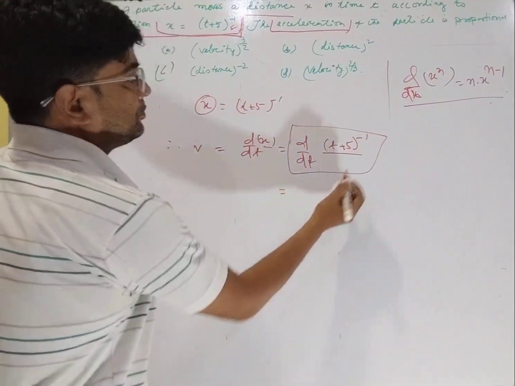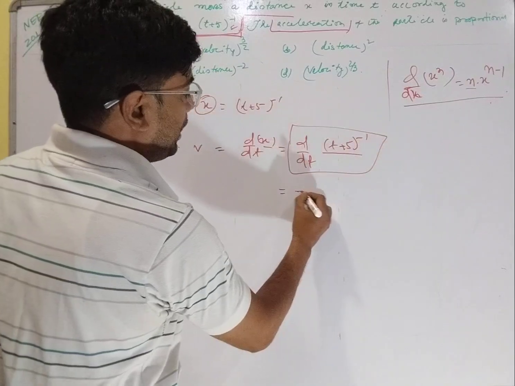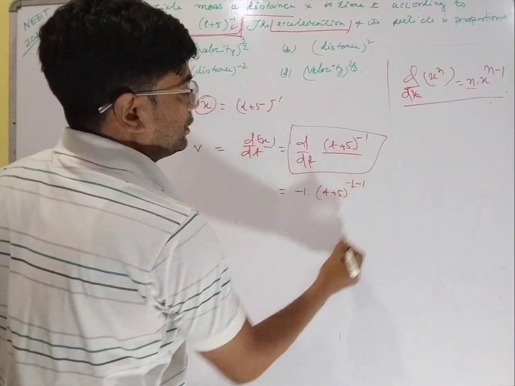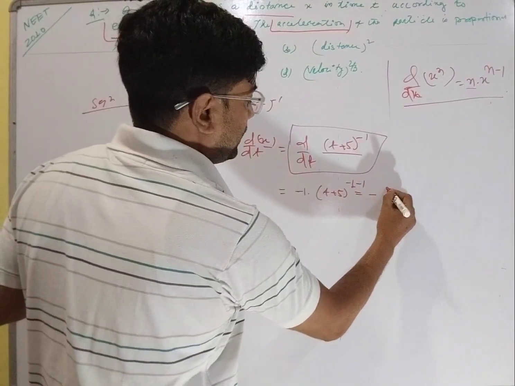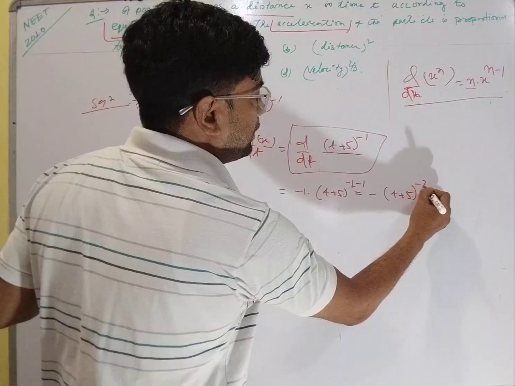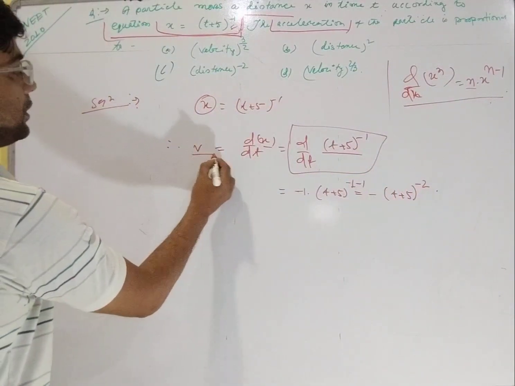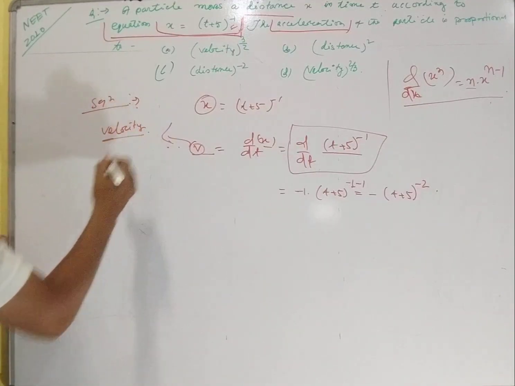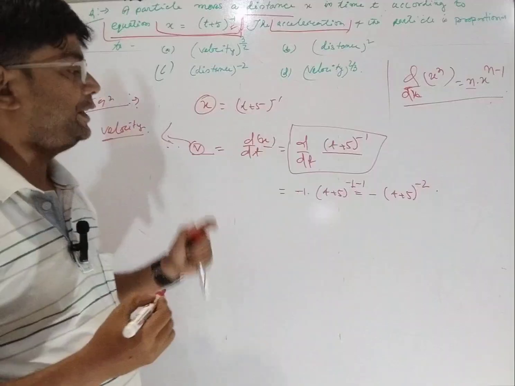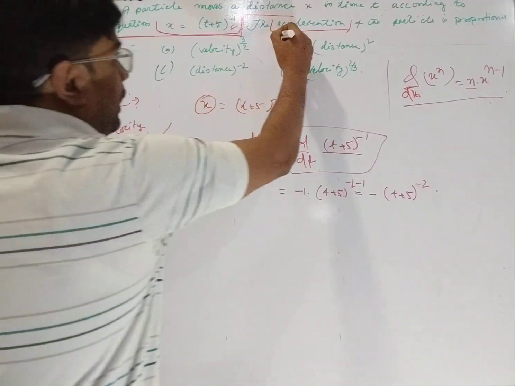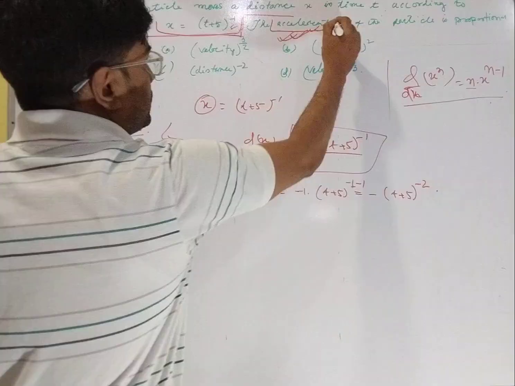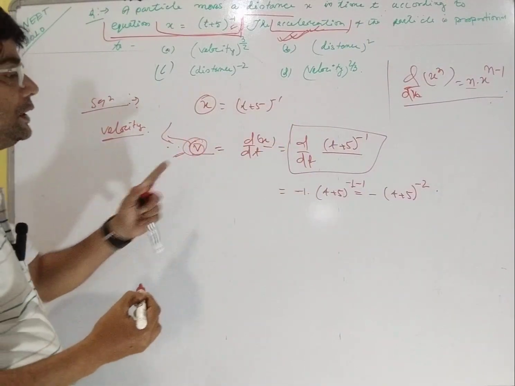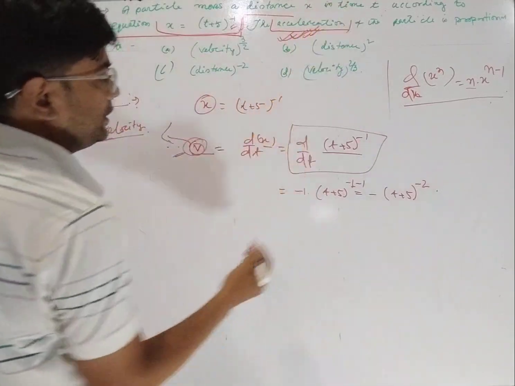Okay, let's start. Using this formula, I will have minus 1 into (t + 5) to the power minus 1 minus 1. It gives me minus (t + 5) to the power minus 2. This is the velocity of the particle that I calculated here. Now I am required to calculate the acceleration, so I will differentiate velocity again with respect to time.